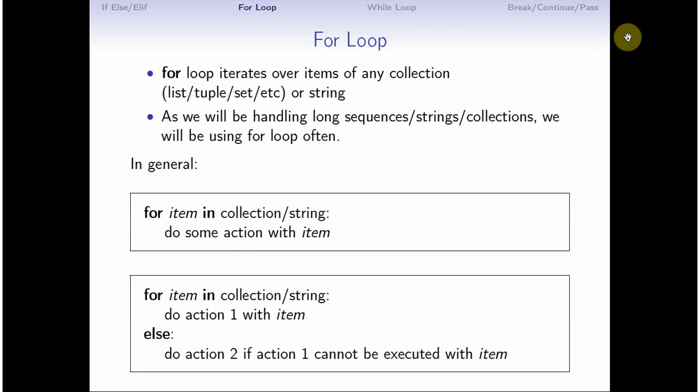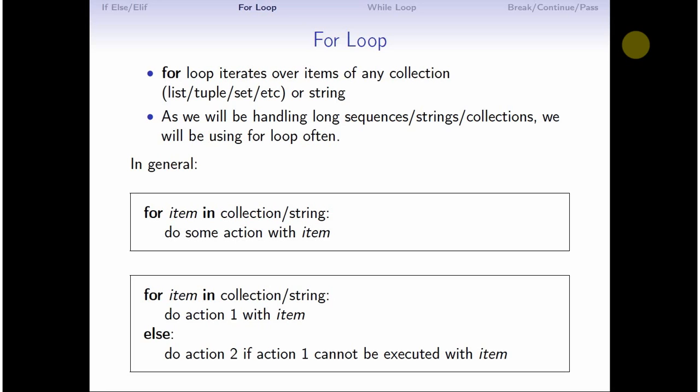So just now that was if, else, and elif. What about loops? The for loop is the first one we're going to look at. A for loop iterates over items of any collection: list, tuple, set, range, or even a string. As we will be handling long sequences, it's very important that we know how to use loops. If we do it by brute force, it's going to be quite troublesome. However, if we use a for loop, it's much easier.